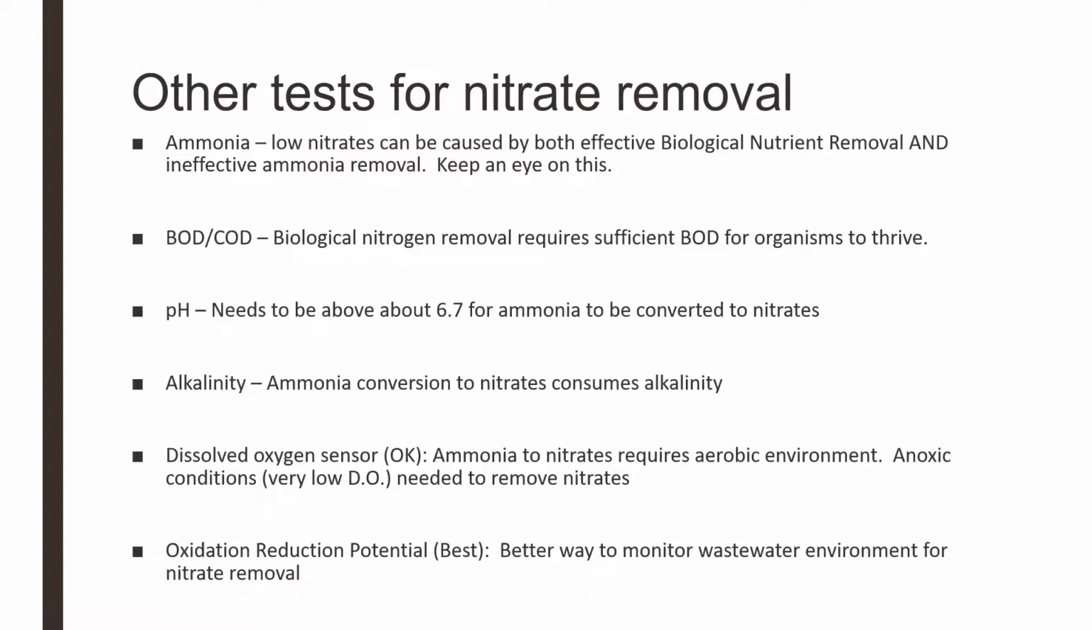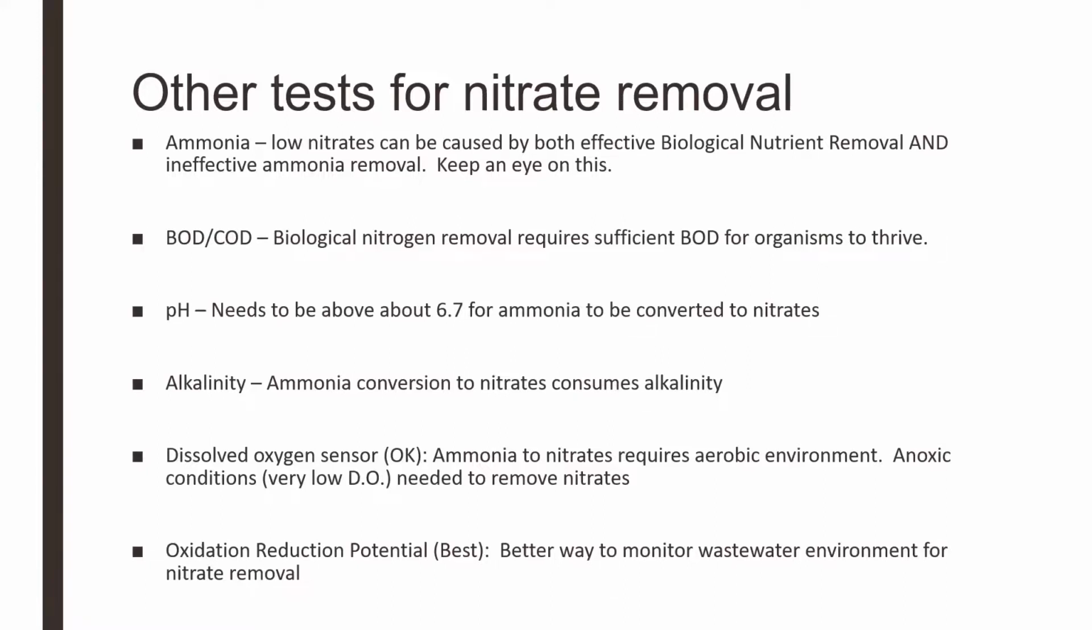pH. pH is important for wastewater treatment. And when it comes to nitrate removal, it needs to be above about 6.7 or so for ammonia to be converted to nitrates. So keep in mind that you get nitrates from ammonia being converted to nitrate. So if you have ineffective ammonia removal, you won't have nitrates. You'll probably have permit violations for ammonia levels reaching your receiving stream.